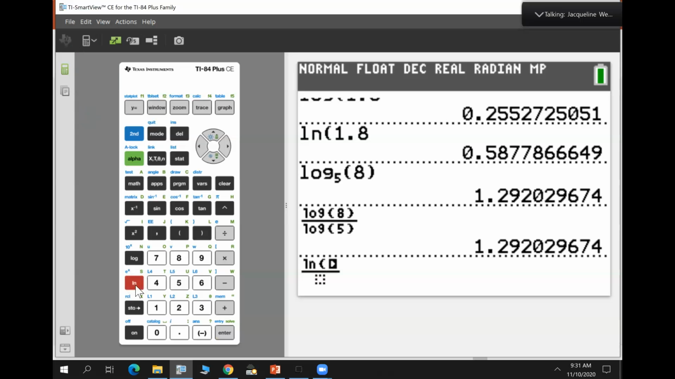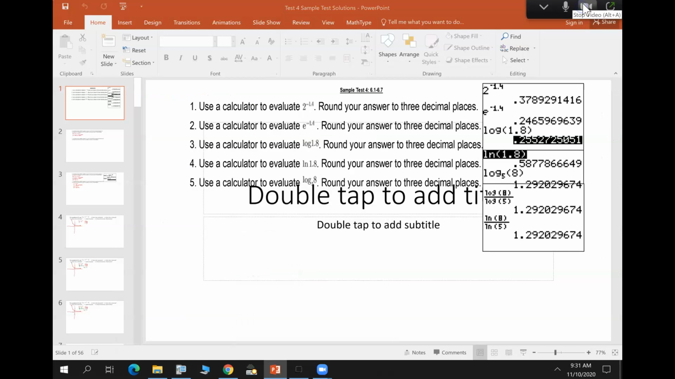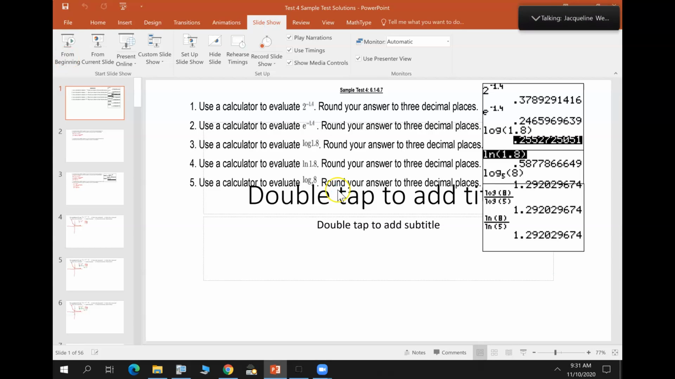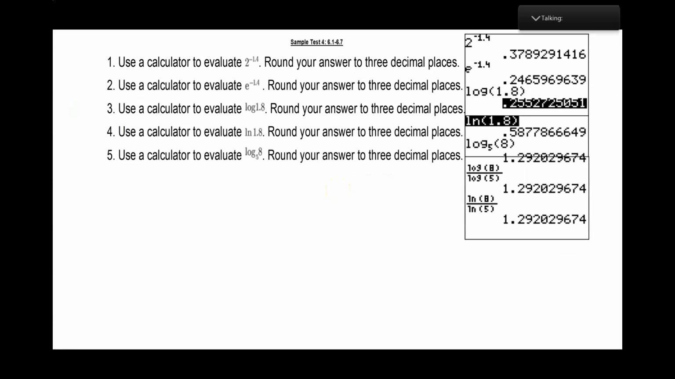So again, you don't have to be able to do it all 3 ways. You just need to do whichever you like, because they all do the same thing and they all give you the exact same answer. Okay? So for numbers 1 through 5, you are just typing those straight in. Okay, so we just did 1 through 5 on the calculator. So let's look at number 6.